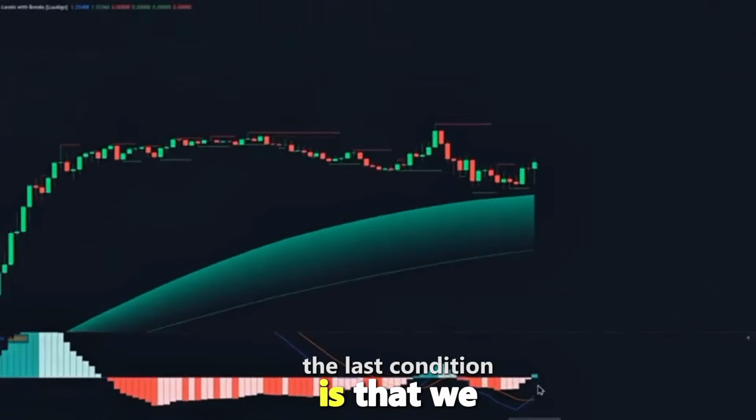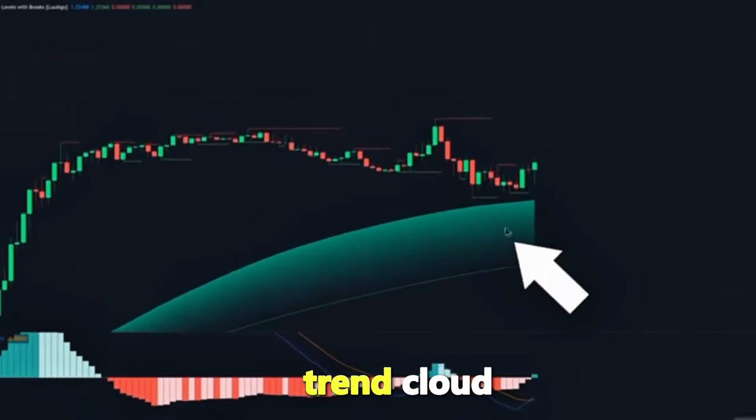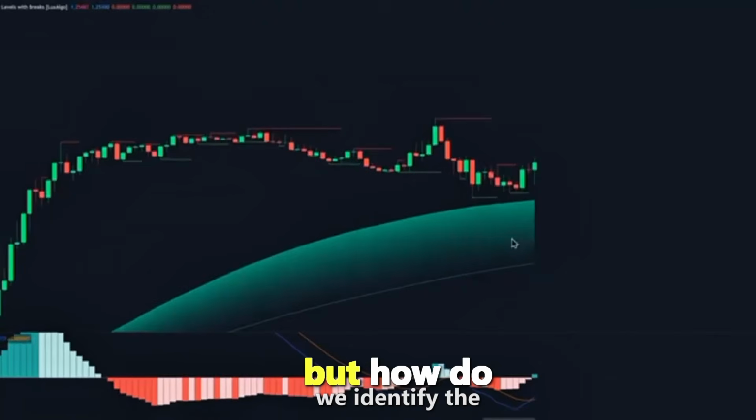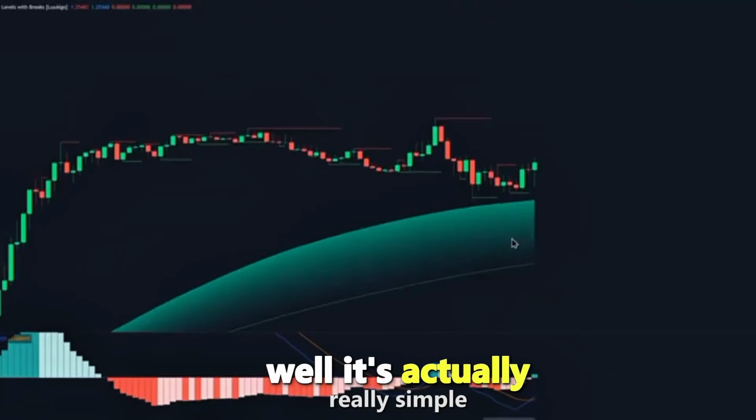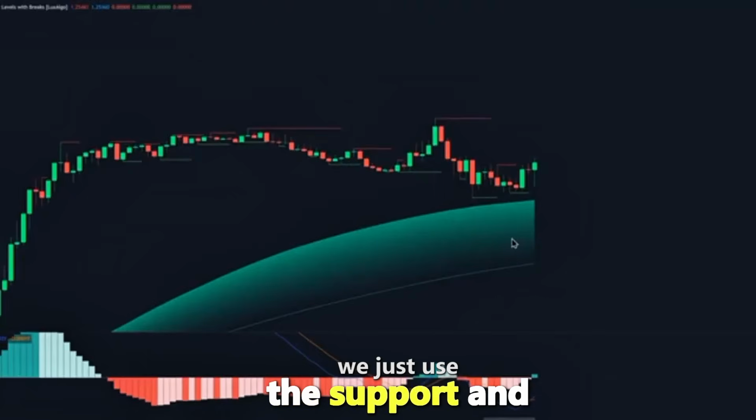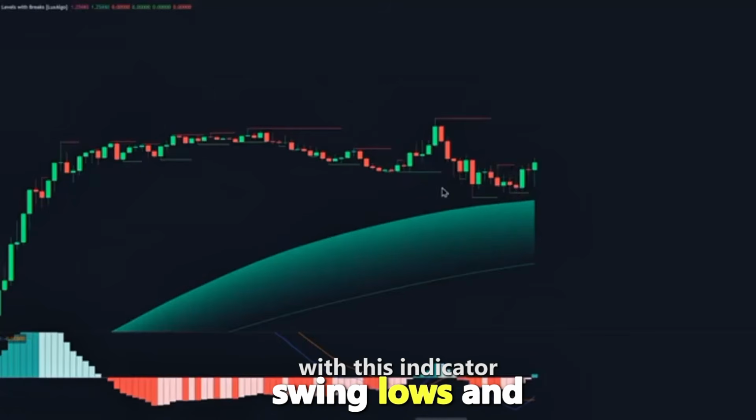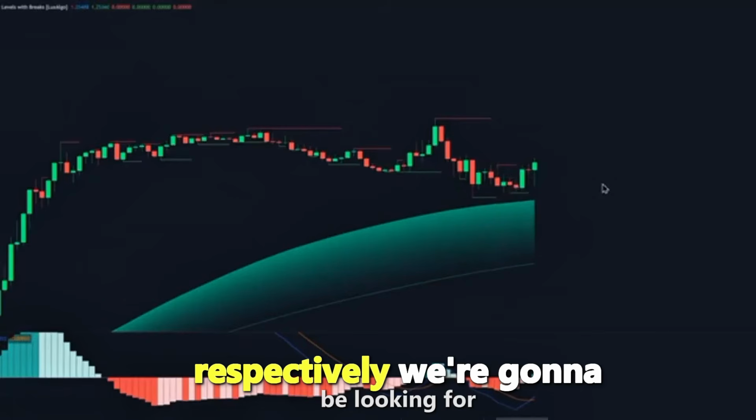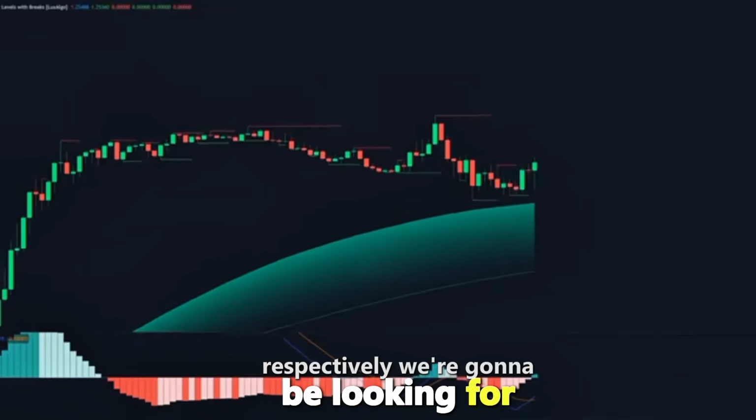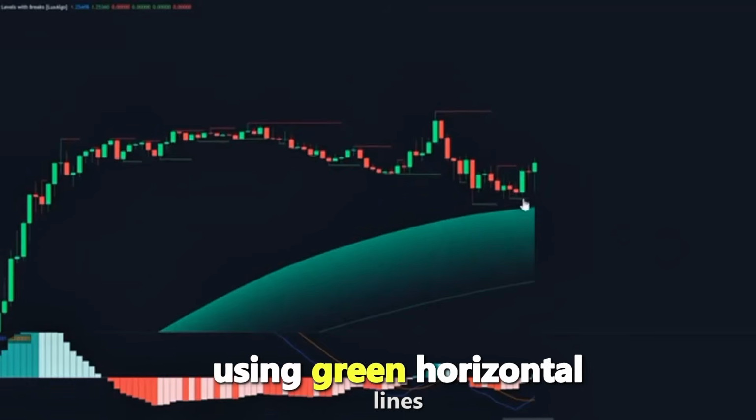The last condition is that we need the most recent swing low to be above this trend cloud. Now, you may be thinking, but how do we identify the most recent swing low? Well, it's actually really simple. We just use the support and resistance levels indicator by LuxAlgo. With this indicator, swing lows and swing highs are labeled with red and green horizontal lines respectively. We're gonna be looking for a swing low, which is identified by this indicator using green horizontal lines.